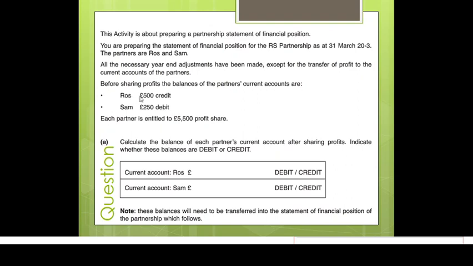Okay, so Ross is in credit, i.e. he has a positive, Sam has a debit, and he has a negative. Okay, and they have 5.5 each for the profit share. So you could do a quick T account, current account, put the balances in, put the profit share in, balance it off, and then put a figure in for each of them and state do they have a debit or credit balance. And I'll have a look at the next slide where we can go through the answer. Okay, so feel free to pause and have a go now.